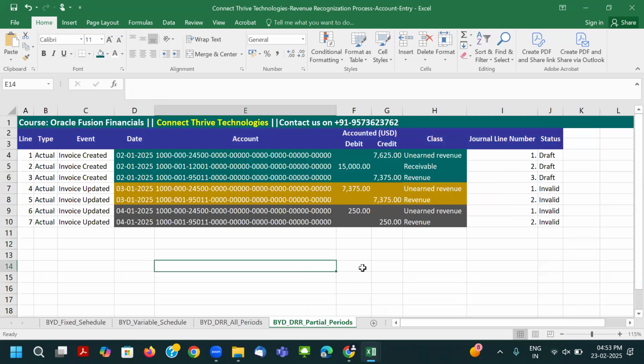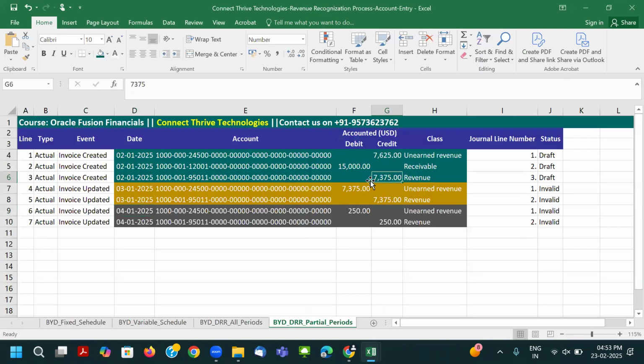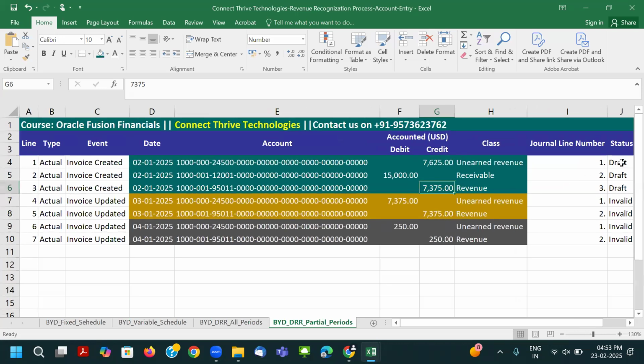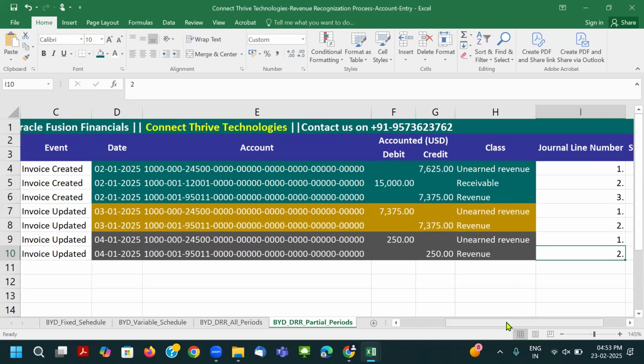So if you see here, this is the first month, second month, third month. If you see the first month, it is 7,375. See here, 7,375. Okay. Actually, I already ran the accounting in draft, that is why I'm seeing the status. So if you see here, the first month 7,375 will be recognized, and the remaining 7,375 is there as unearned revenue, which will be recognized in the next month. The remaining 250 will be recognized in the April month.